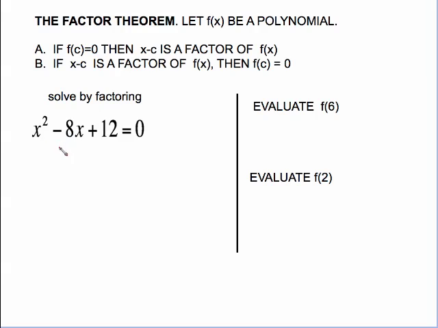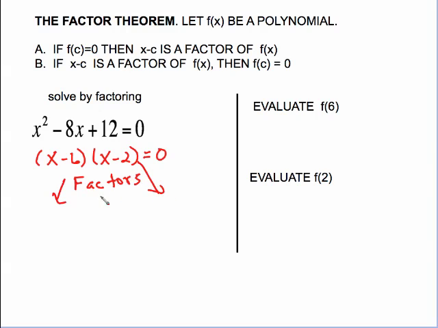Let's take a look at this. Solve by factoring. We would factor this as x minus 6 times x minus 2 equals 0. Now I haven't finished solving it yet, but we solved it by factoring. That means these are factors. X minus 6, x minus 2 are factors. Now if we continue solving and set each of these equal to 0, we have x minus 6 equal to 0, and we have x minus 2 equal to 0. Solve, add 6 to both sides, and we get x equals 6, and we get x equals 2.